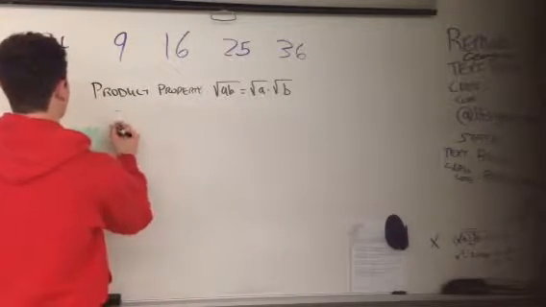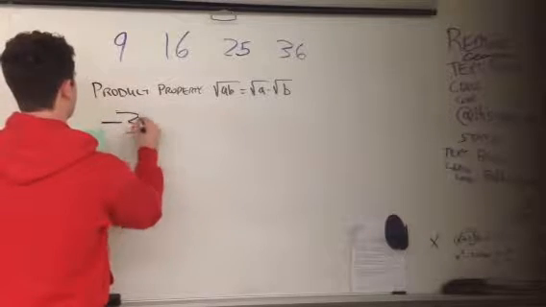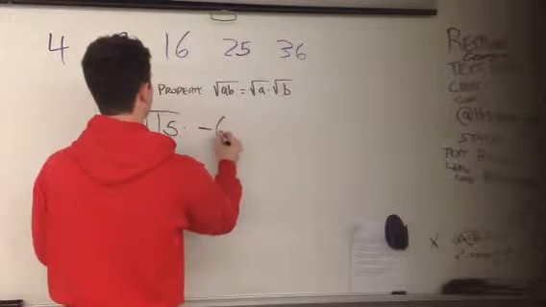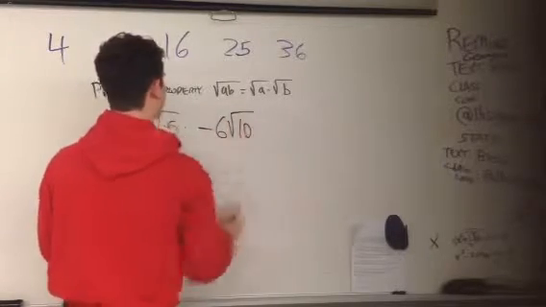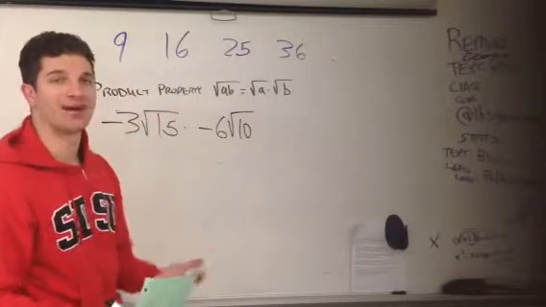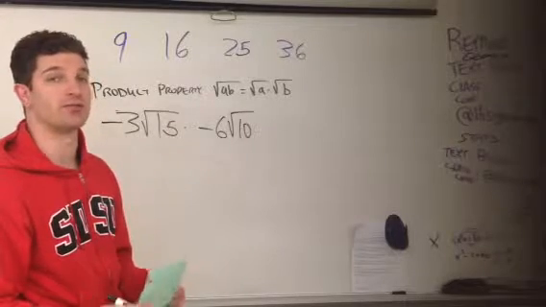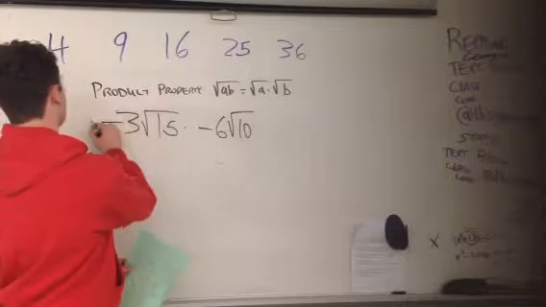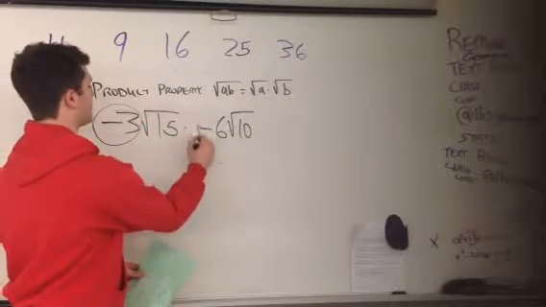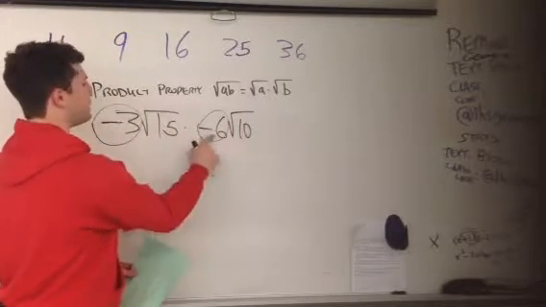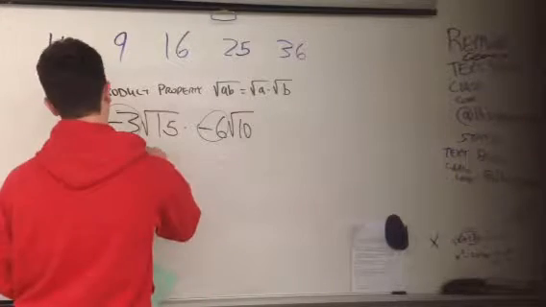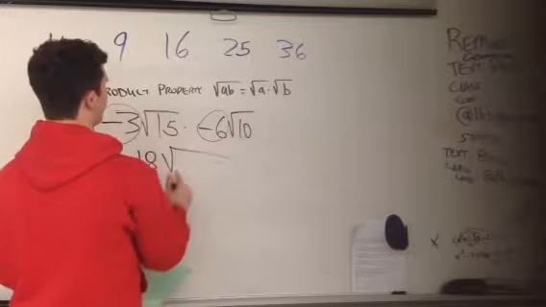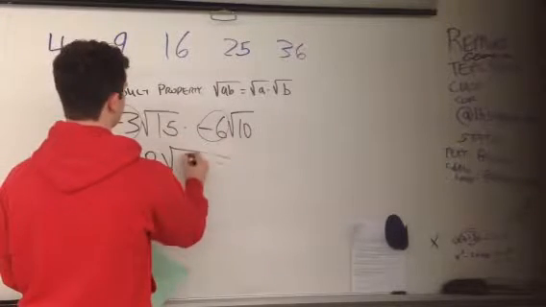Okay, let's say we have negative 3 square root 15 times negative 6 square root 10. This is pretty straightforward. All we have to do here is multiply what's before the radical, what's outside, together. So negative 3 times negative 6 is 18. Then multiply what's inside, or what's under the radical. 10 times 15 is 150.